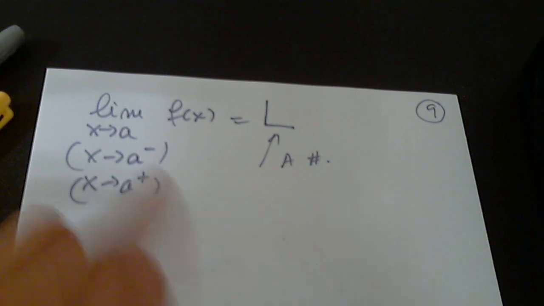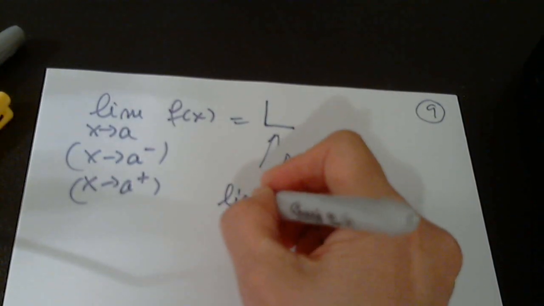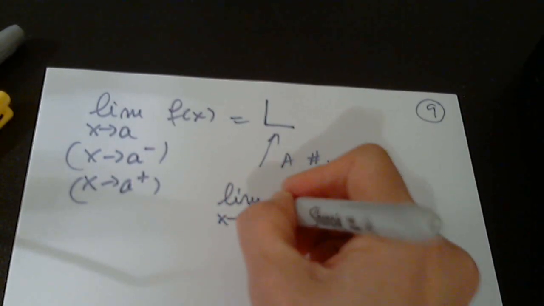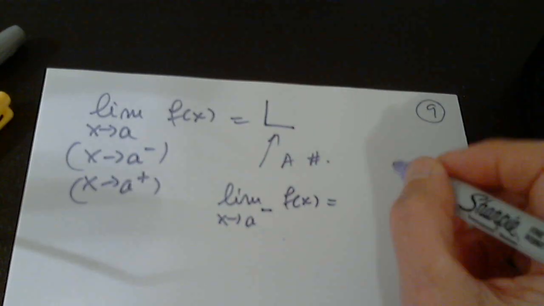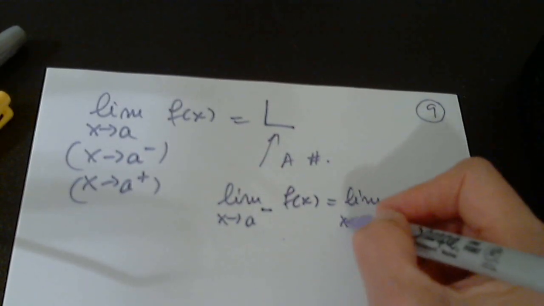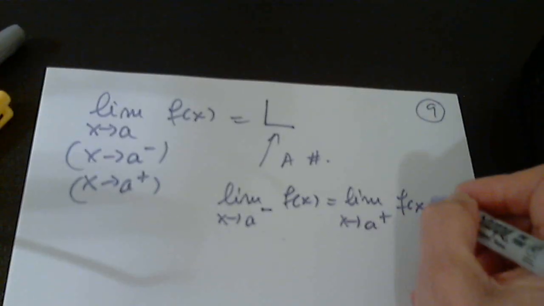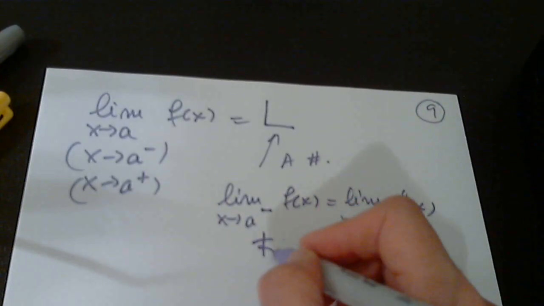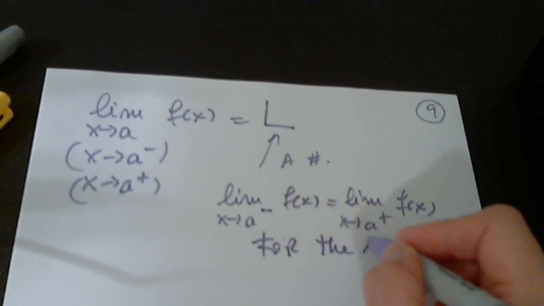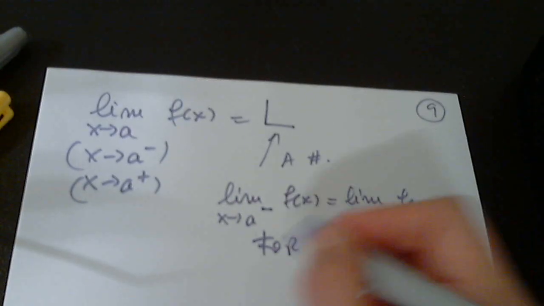So in other words, I could say the limit as x approaches a from the left must equal the limit as x approaches a from the right for the limit to exist.